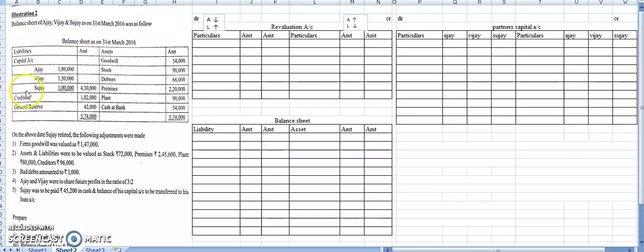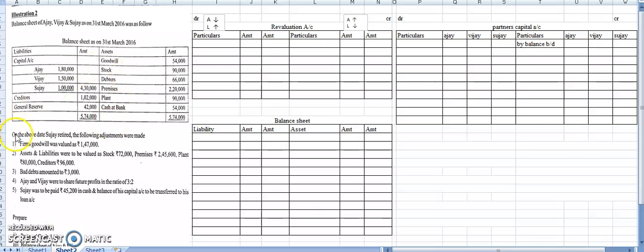Now this is the balance sheet which is given. On the liability side: capital of all three partners, then creditors, then general reserve. After that, goodwill is given, then stock, then debtors, then premises, then plant and cash at bank. Now we will start to solve the problem.